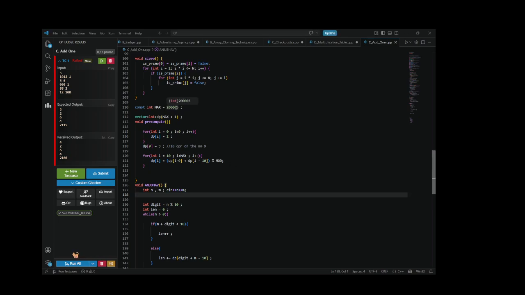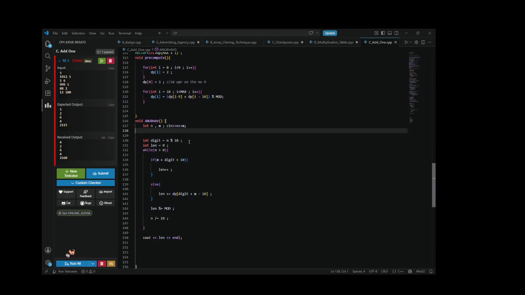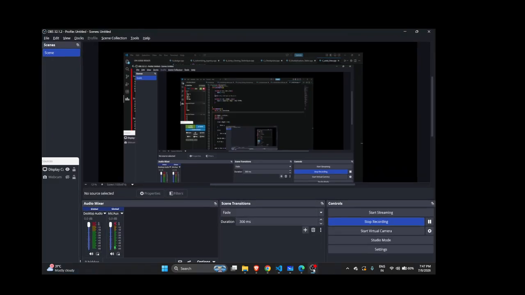So 1, 2, 3, 4, 2 power 5. 400. It's a pass. I don't know why I'm not able to see any problem. And m is perfectly denoted. Digit is perfectly written. One minute. I need to verify.